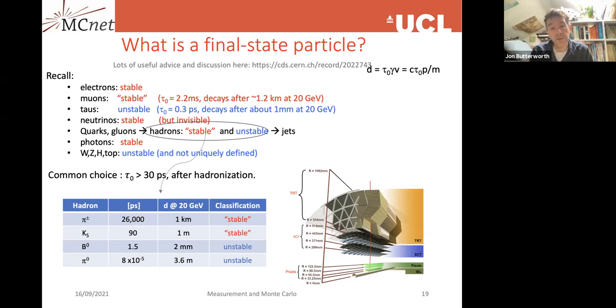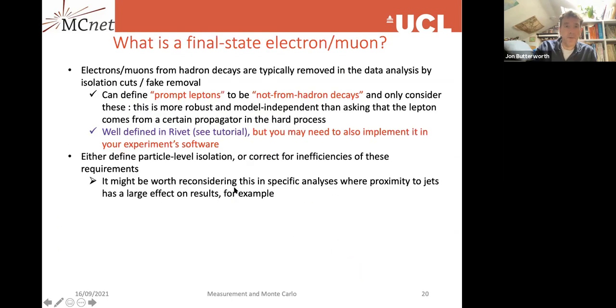But B mesons are often treated as unstable, even though a 2 millimeter resolution is okay. Sometimes to actually identify a B0 decay vertex, we often still treat them as unstable, and the pi 0 would clearly be unstable. I don't know why it says 3.6 meters there. I think something's gone wrong with the font. But the lifetime in picoseconds is correct there. It's very, very short, and it certainly won't travel 3.6 meters. You will not be able to resolve the decay vertex of a pi 0 at all. Okay, so where will this slide move on?